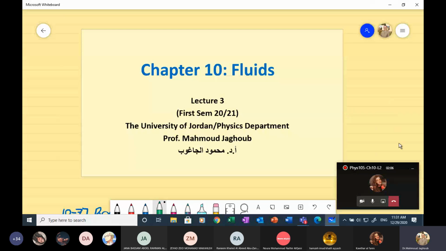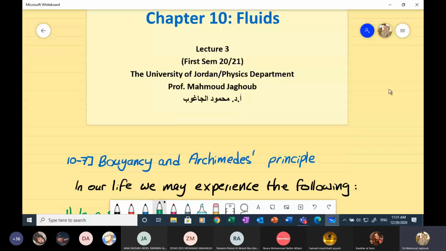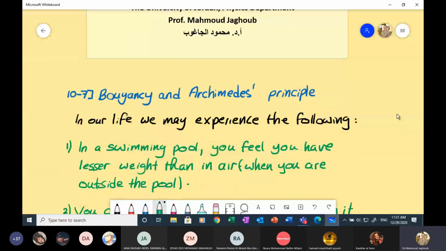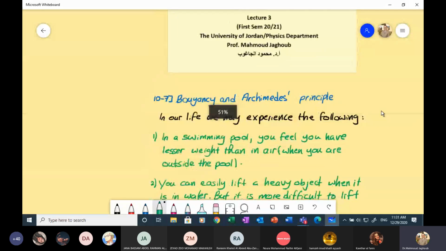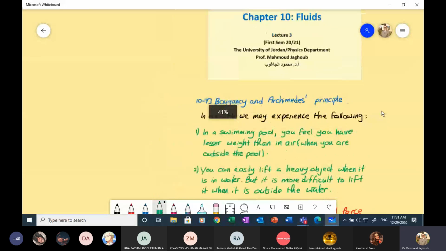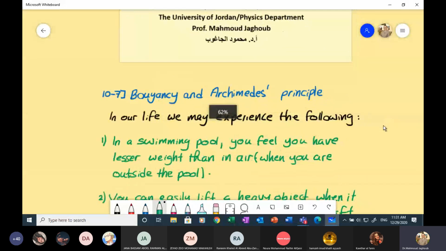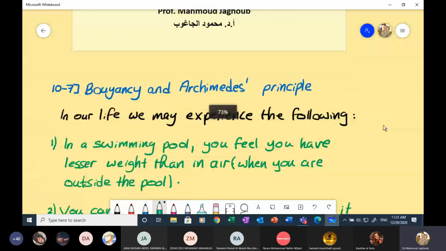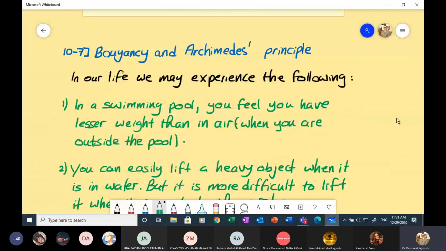We'll do section 7, which is the last section of this chapter. And it is about the buoyant force. And as you can see, probably you feel that when you go into the water, if you go swimming, if you can swim, do you feel that your weight in the water is heavier, is larger than that in free air, or lighter? Do you feel heavier or lighter while you are in the water?